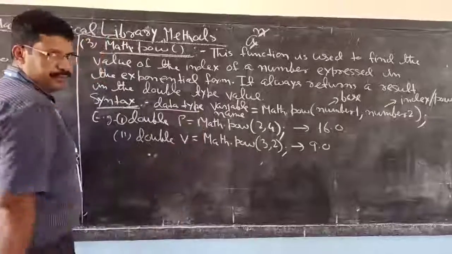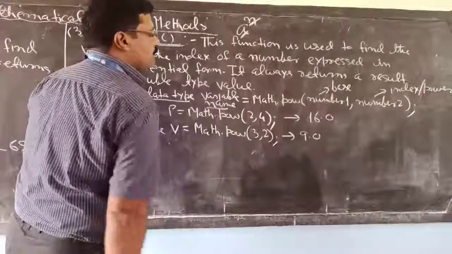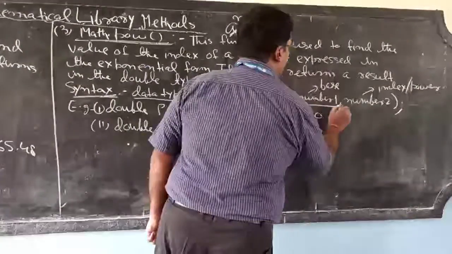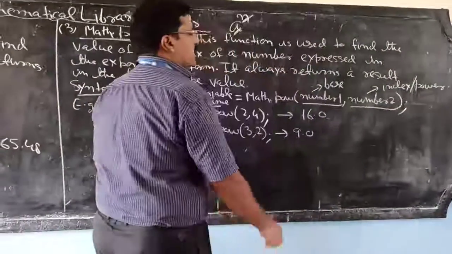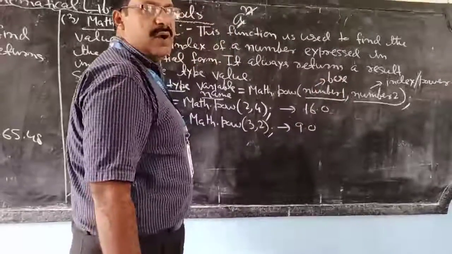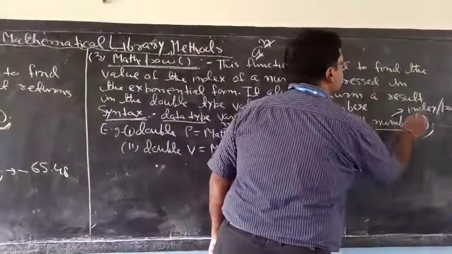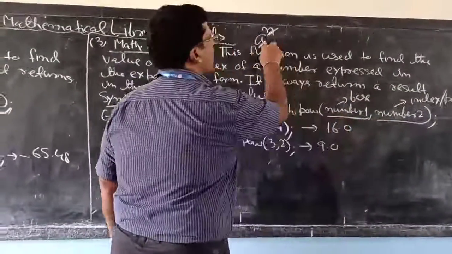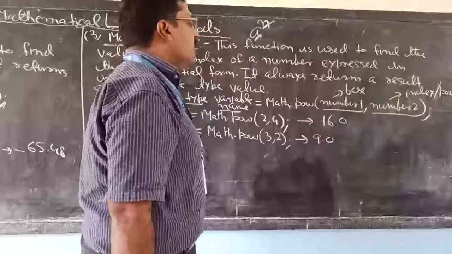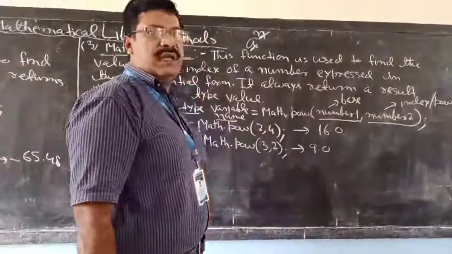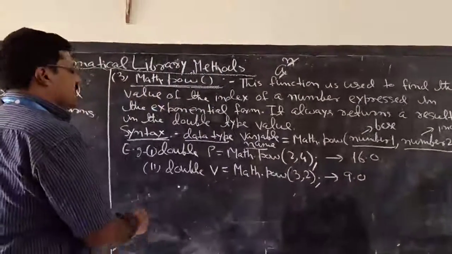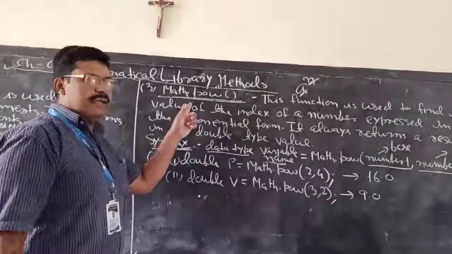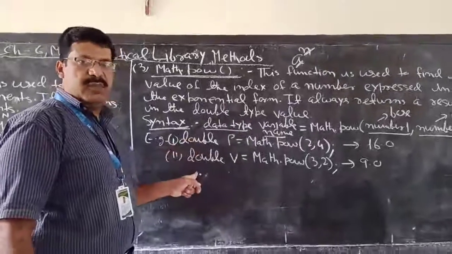What is the syntax? First data type, then variable name, then Math.pow, then number 1, comma, number 2. Here number 1 is the base, and number 2 is the index or power. So this n is the number 2 and this a is the number 1. Okay. So number 1 is the base and number 2 is the index or power. See the first example. Data type is double, always. In the case of the Math.pow function, the data type will be always double only.